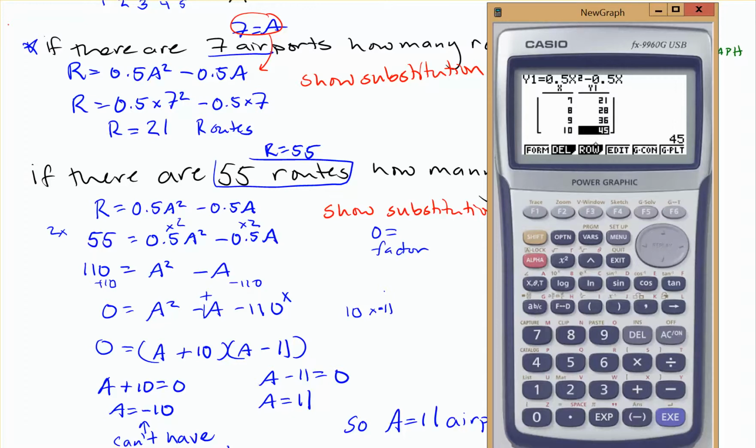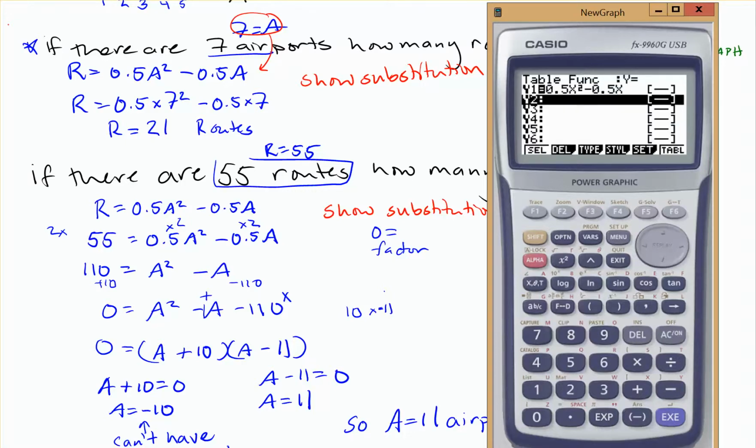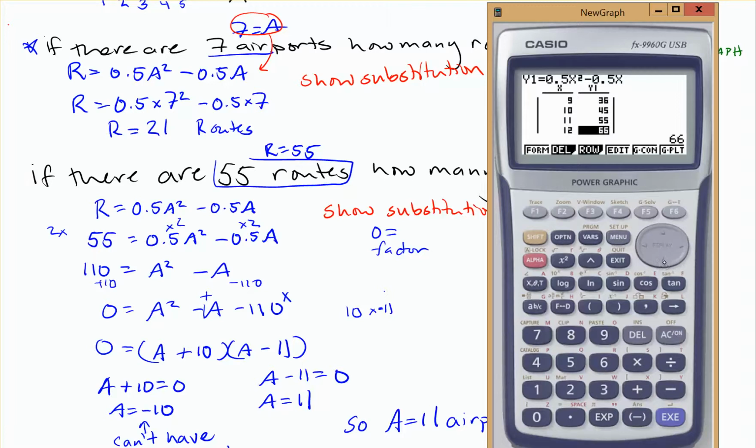So let's go down. 10, we don't yet have enough cities there. So let's go back, set, and give ourselves even more. How about 20? And again, you can just take a stab at it. You don't have to know. So I'm just going to give myself more, see if I can find it. Table, and I'm looking to find the number 55 in the y column. Oh, there it is. So 55 routes, 11 airports. And that will work for us here for solving out these problems.